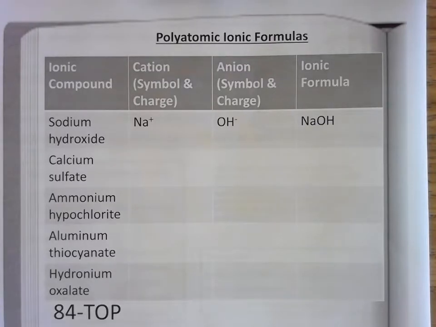In this video, we're going to learn how to create polyatomic ionic compounds and formulas. You should have this chart on the top of page 84. We have these ionic compounds: sodium hydroxide, calcium sulfate, ammonium hypochlorite, aluminum thiocyanate, hydronium oxalate. We have cation symbol and charge, anion symbol and charge, and your ionic formula.